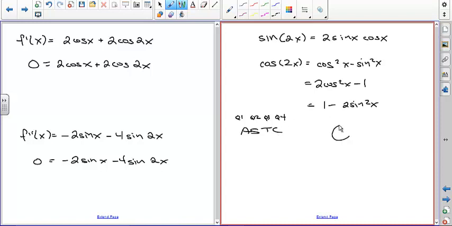Or you can draw a little sketch of a unit circle and remember that the y-coordinate is the sine, and the x-coordinate is the cosine. So you can think about, this is your x-coordinate and this is your y-coordinate. And you should be able to figure out the same thing as far as which quadrants you need to use.